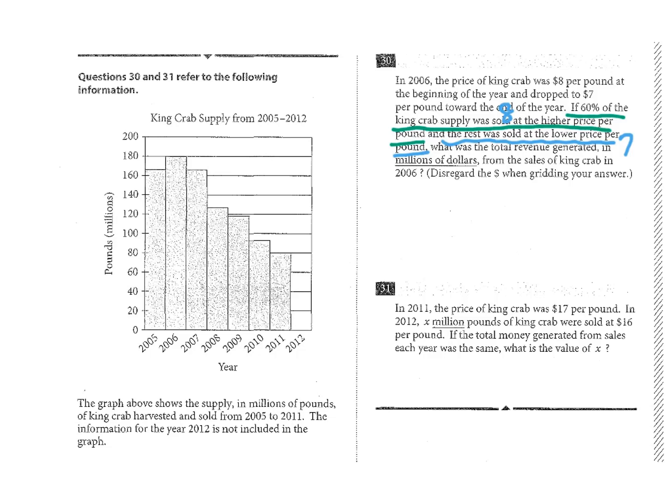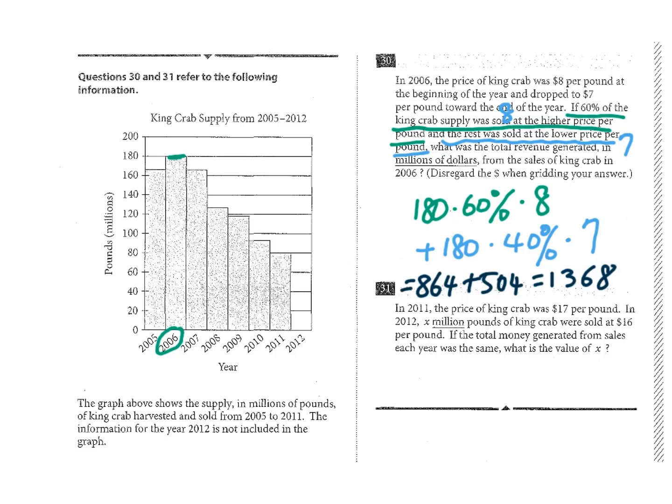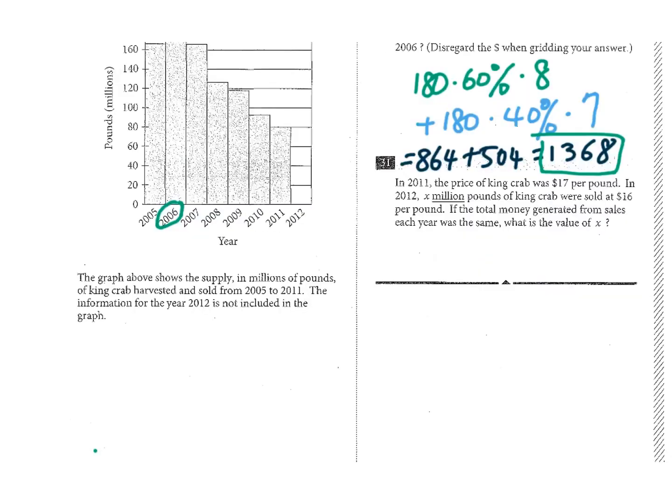For 60% of 2006, that's 180. So 180 times 60%, you have to multiply by 8. Then you add 180 times 40%, then times 7. You will get the answer. So the answer will be 1368.